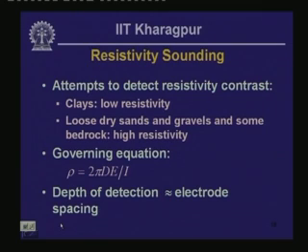Then resistivity sounding attempts to detect the resistivity contrast of different layers. All different types of geologic media have different resistivity values. For instance, clays typically exhibit low resistivity, whereas granular soils, coarse grained soils, have larger resistivity values. The governing equation in this case is shown below: rho is equal to 2 pi times d times e over I.